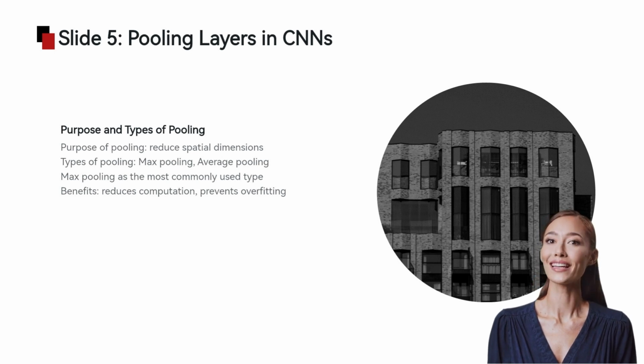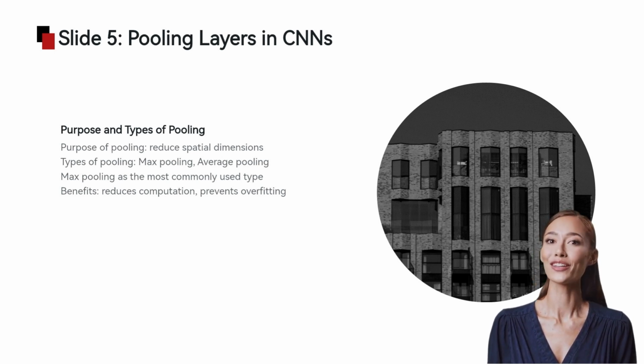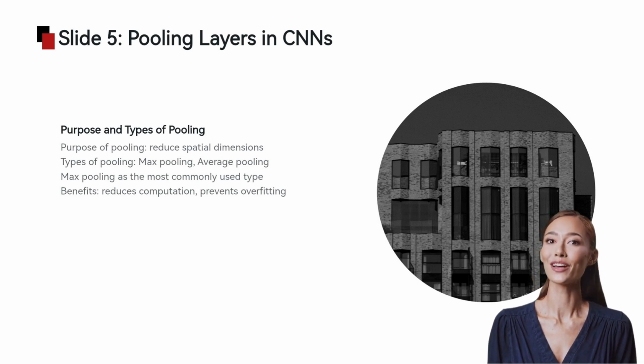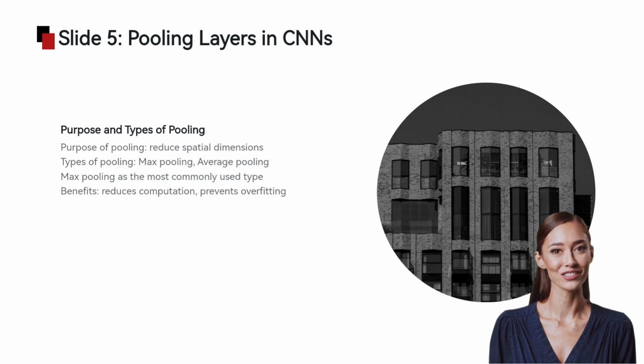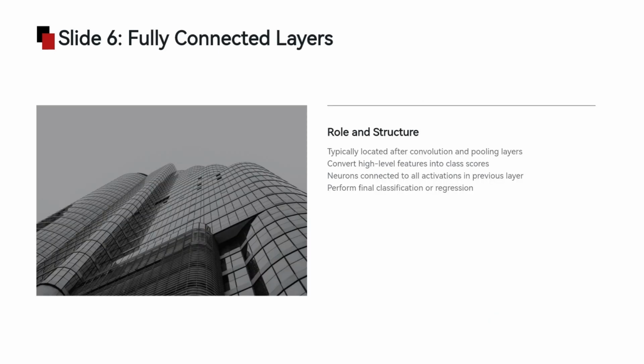Another type of pooling is average pooling, which computes the average of values in a region. Pooling layers also make the network more invariant to small translations and distortions in the input, meaning that slight changes in the position of objects in an image won't significantly affect the output. This property is important for generalizing the model to new, unseen data. Pooling helps keep the model computationally efficient by reducing the size of the input to the next layer. After the convolutional and pooling layers, fully connected layers are used to make predictions.